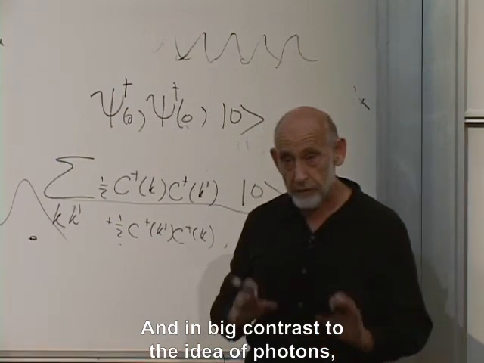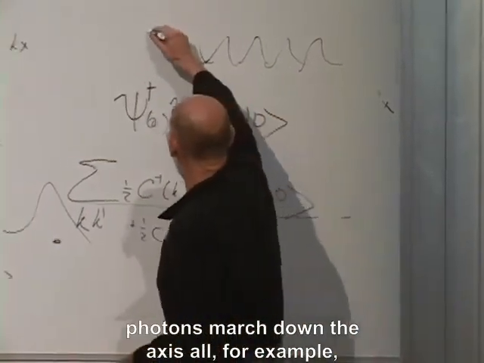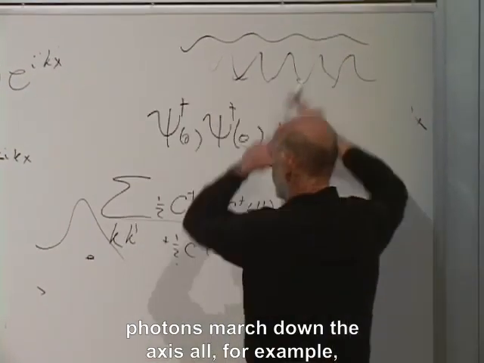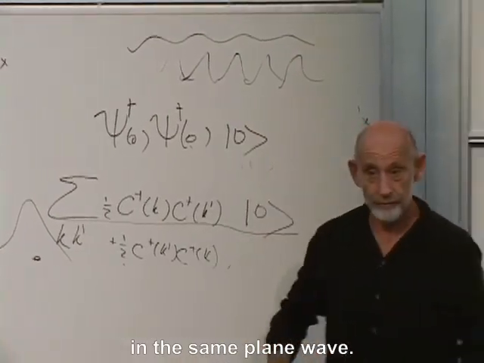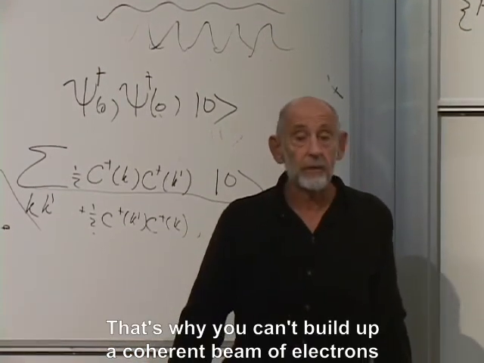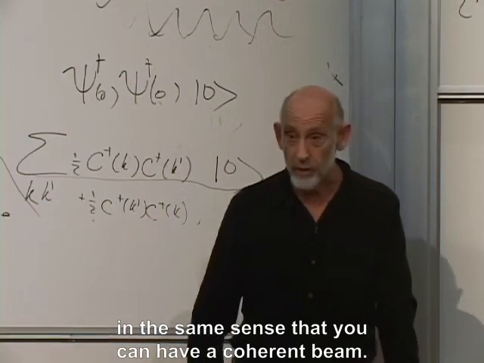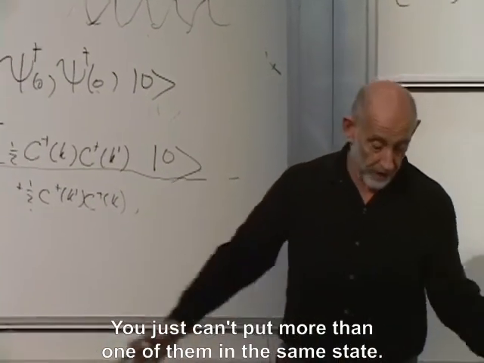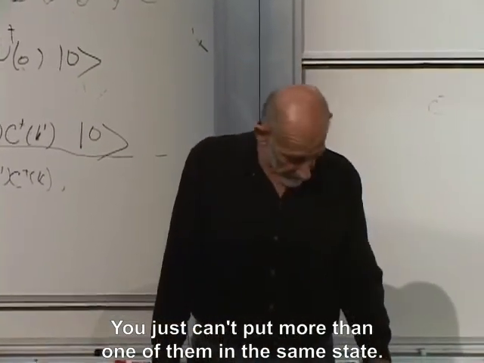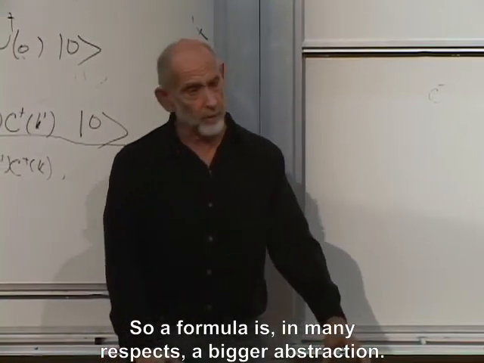In big contrast to the idea of photons. Photons march down the axis all, for example, in the same plane wave, right. That's why you can't build up a coherent beam of electrons in the same sense that you can have a coherent beam of photons. You just can't put more than one of them in the same state. So a fermion is in many respects a bigger abstraction than a boson.